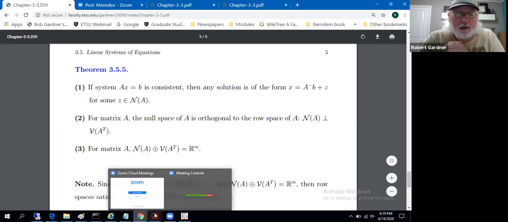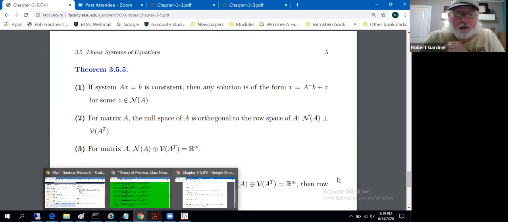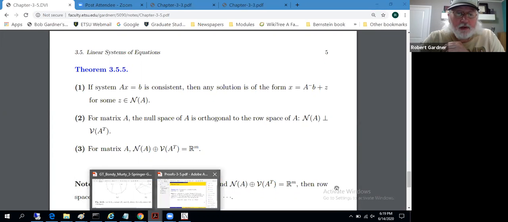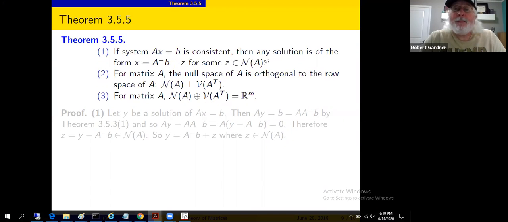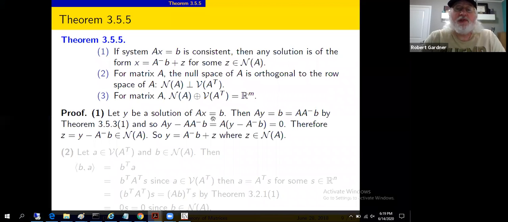That some information to follow as well. Okay. All righty. Solutions can be expressed in this form. All right. Ay equals b, that's what it means to be a solution. We know that if b is a solution, then the generalized inverse of A times b is a solution.